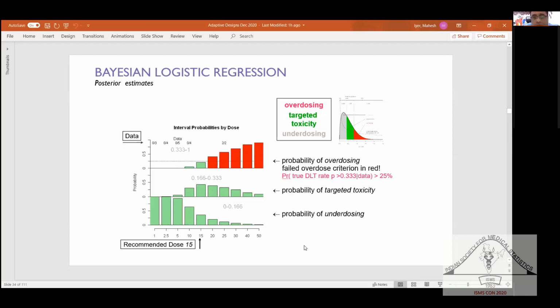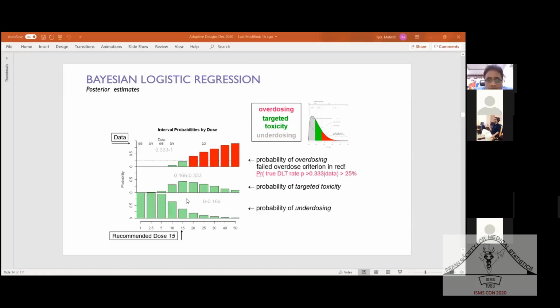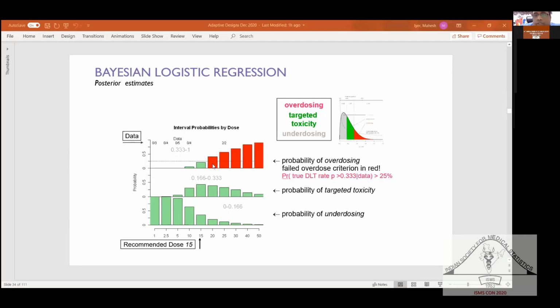Would it be 15? Would it be 20? Would it be 10? Would it be 25, 30? Between 15 and 20, both seem reasonable. But if it were my call, I would recommend 15, because 20 is crossing the threshold for overdosing. I don't want the probability of overdosing to be more than 25%. So I would like my next recommended dose to be 15.